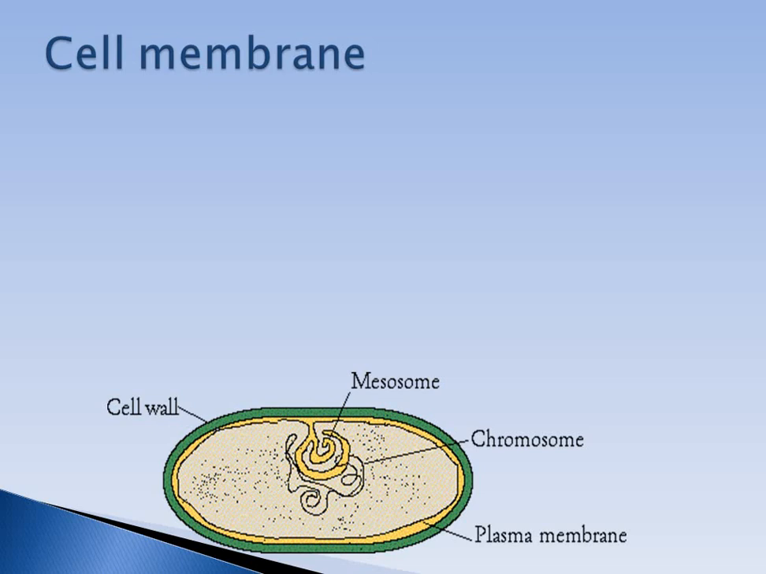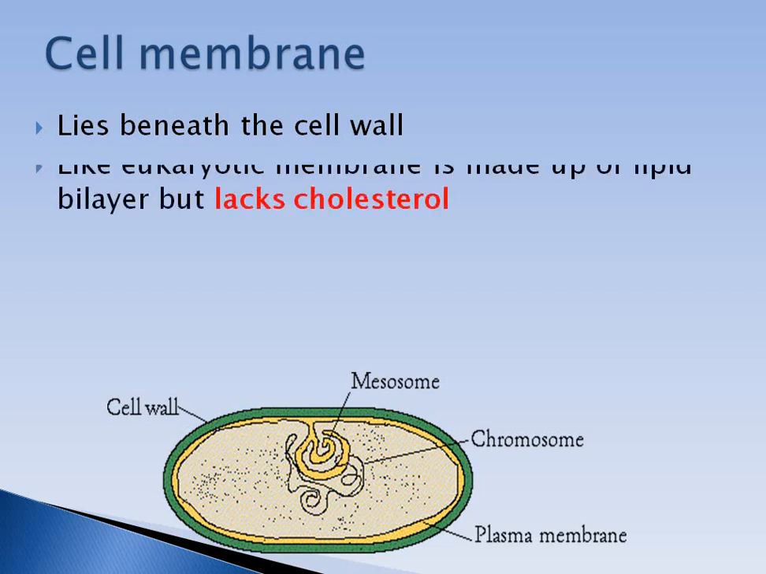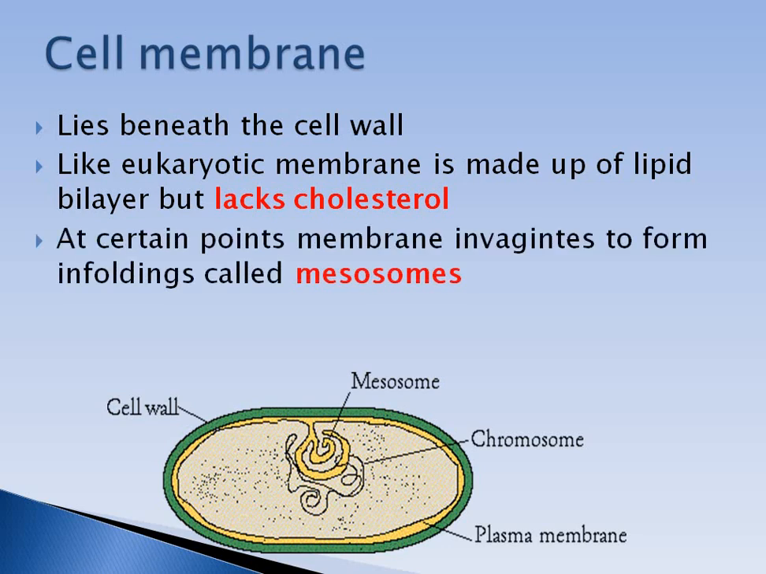Inside the cell wall, there is a cell membrane. Cell membrane is just like the cell membrane of a eukaryotic cell. It is made up of lipid bilayer, but the only difference is that cholesterol is absent in the cell membrane of prokaryotes, or a prokaryotic cell or a bacterial cell. Remember, cholesterol molecules are present between the two lipid molecules at different places. So this cholesterol is absent in case of the cell membrane of a bacterial cell.